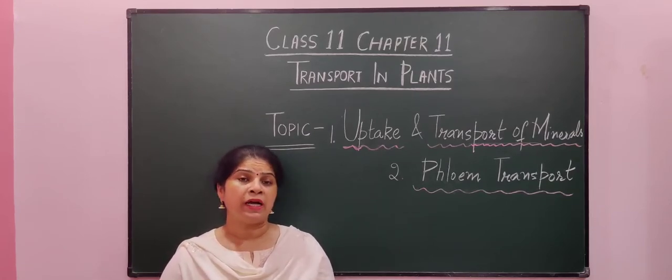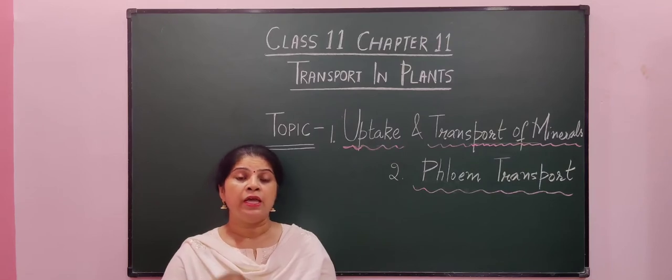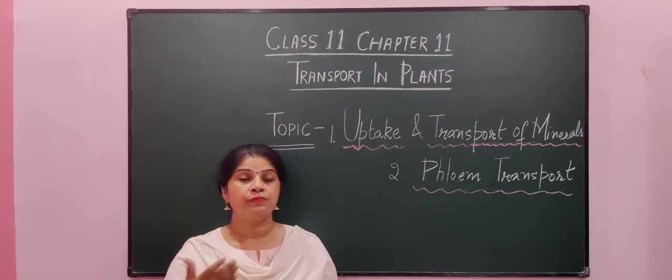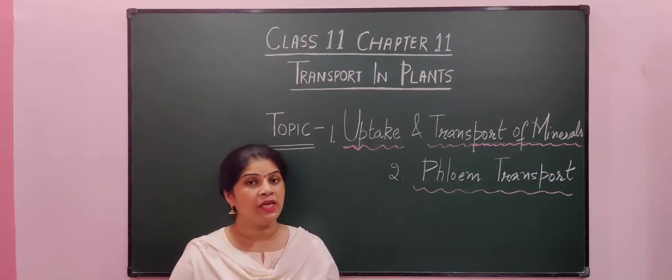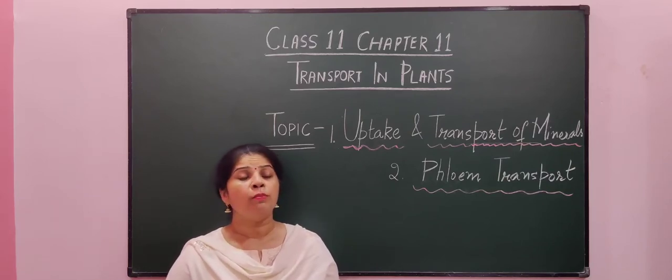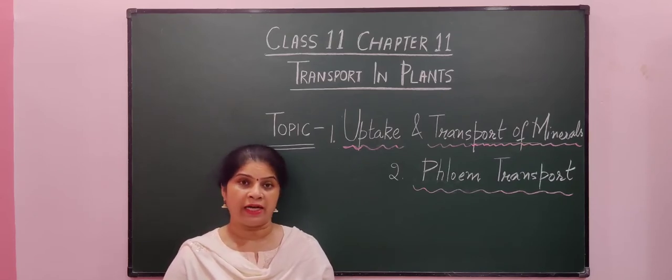In plasmodesmata, the protoplasm of one cell is continuous with the other cell. So in symplast pathway, the molecules move from the protoplasm of one cell to the protoplasm of the other cell. So mostly the mineral ions are absorbed from the soil solution actively.